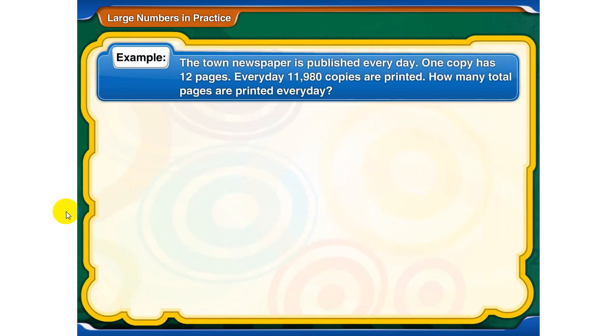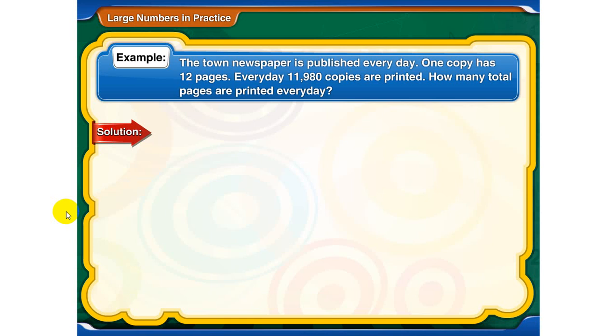Example. The town newspaper is published every day. One copy has 12 pages. Every day, 11,980 copies are printed. How many total pages are printed every day?